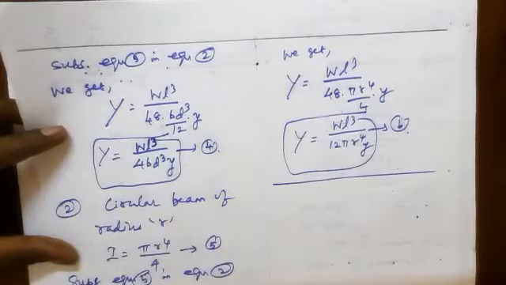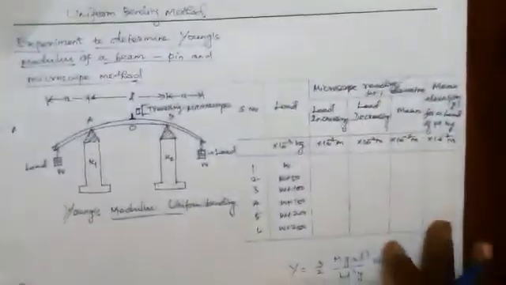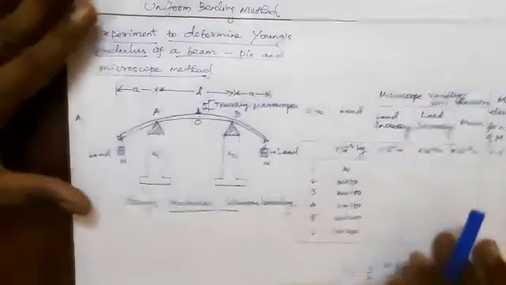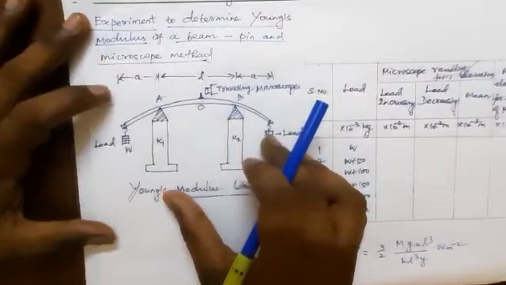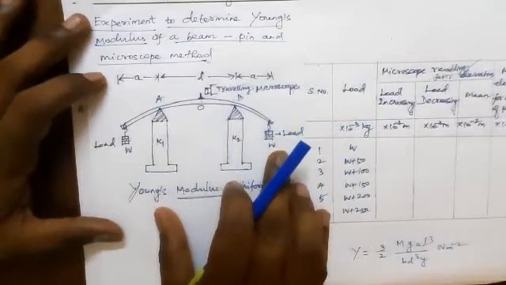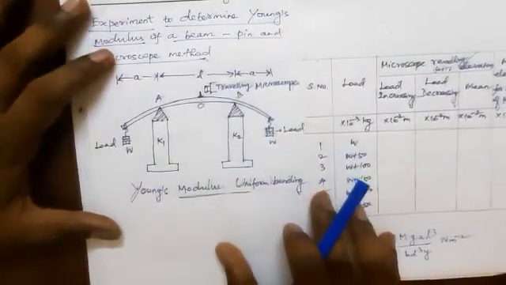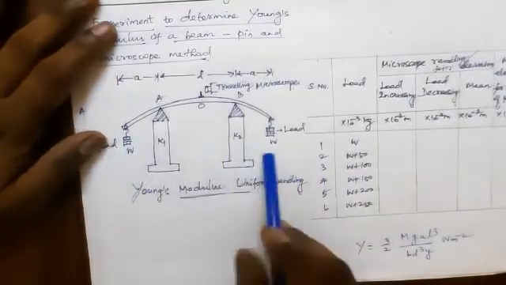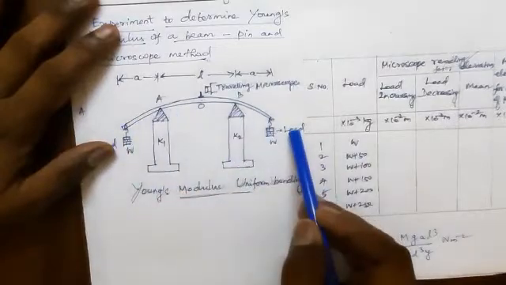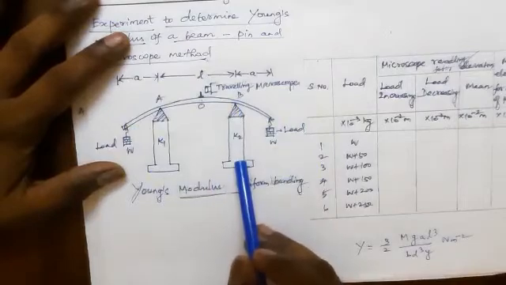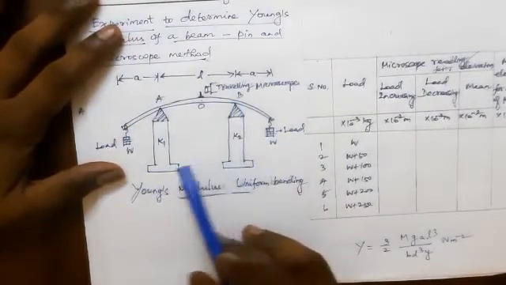Let us move to the experimental procedure. In uniform bending method, the experimental setup is like this. This experiment is a pin and microscope method experiment to determine the Young's modulus of the material of a beam. Already we know that in this experimental setup, AB is the rectangular cross-section beam supported horizontally on the two knife edges K1 and K2. The distance between the two knife edges is L.